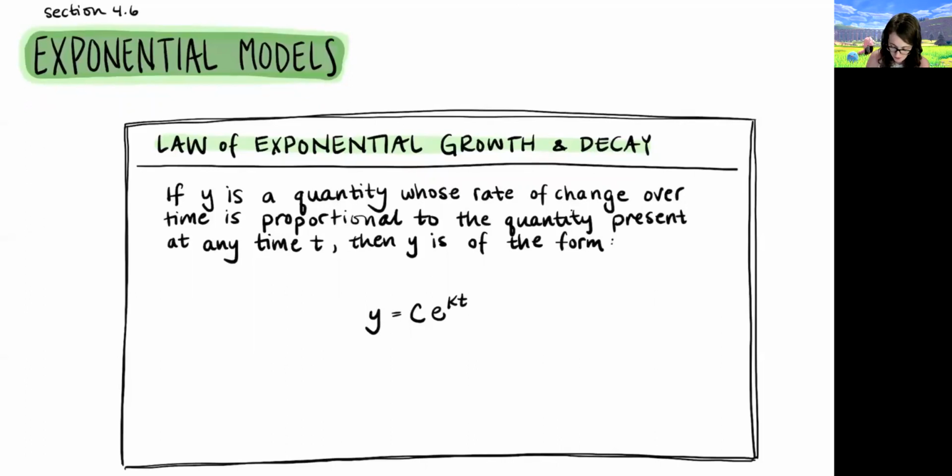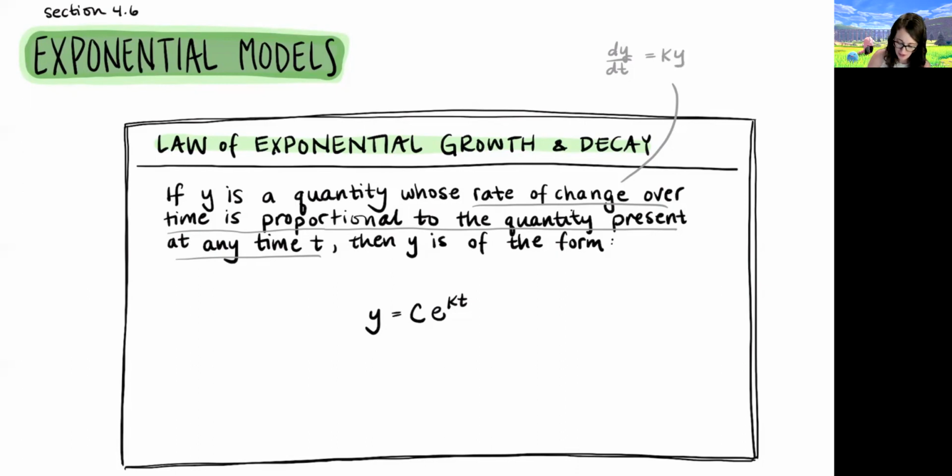Now, I talked with you a little bit about this when we were talking about exponential functions, but just to give you a sense of what this means. If y is a quantity whose rate of change over time is proportional to the quantity present at any time t, what that really means is that the rate of change of y, dy/dt, is proportional to y, the amount present. Proportional means that you have some constant times the other thing.